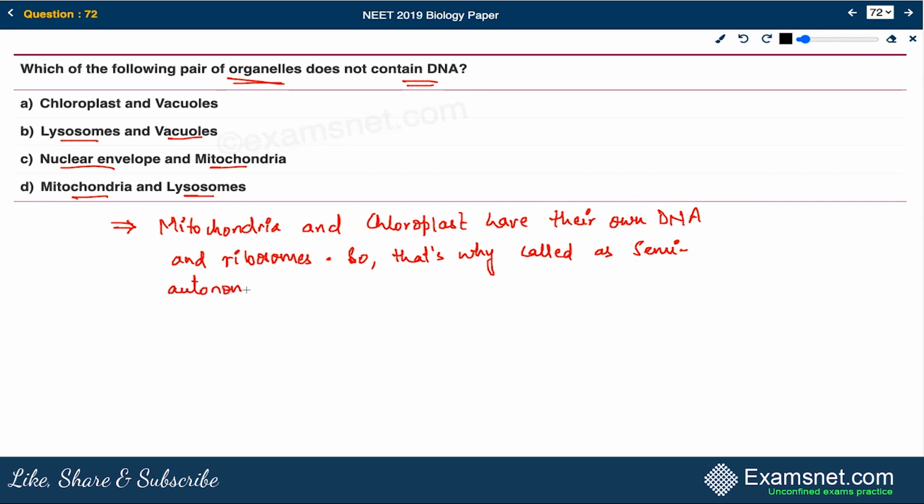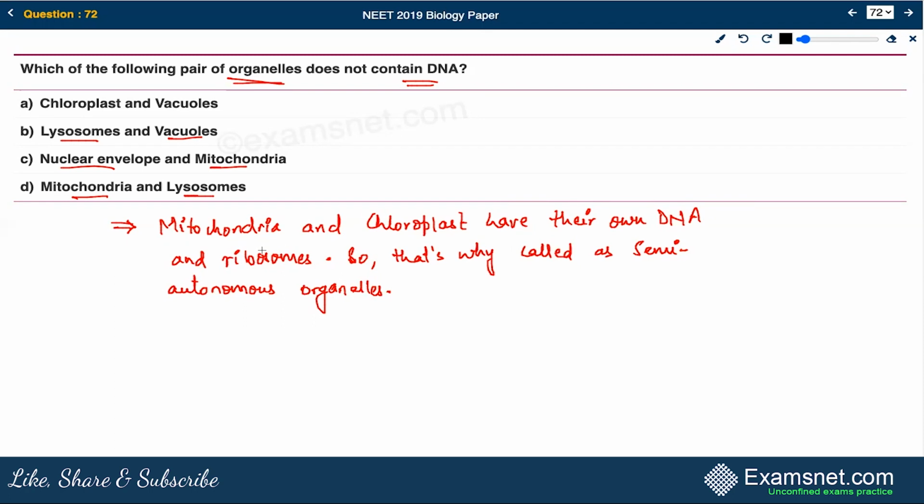That means they are autonomous. So this means that they won't have to depend on the nucleus for encoding their DNA or the genetic material. So they are called semi-autonomous organelles. Only these two organelles have their own DNA, remember, not any other organelles.